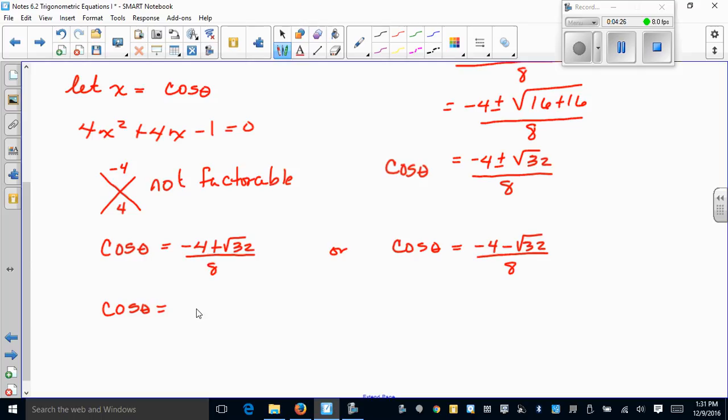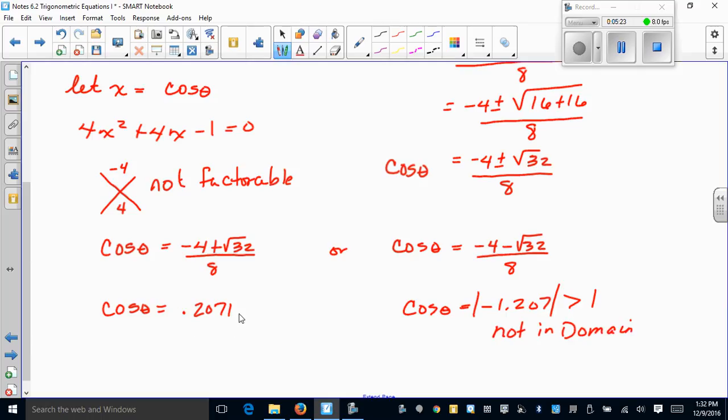So -4 plus the square root of 32 divided by 8 gives us 0.2071, and this one over here divided by 8 is negative 1.207, which, the absolute value of this is greater than 1, so not in the domain. Anyways, we can't use this one. We can only use this one here.